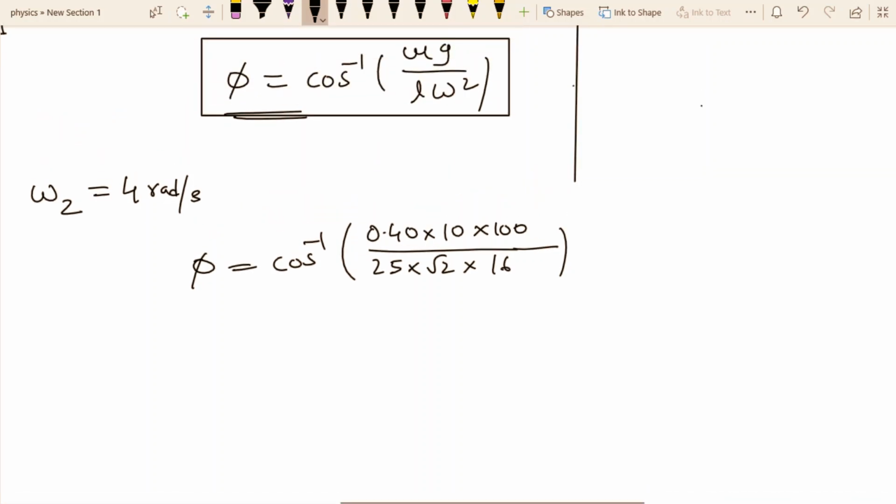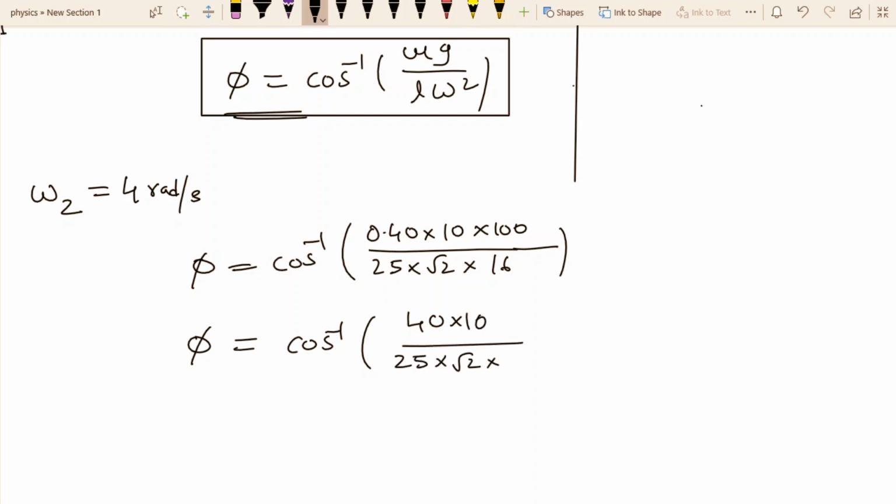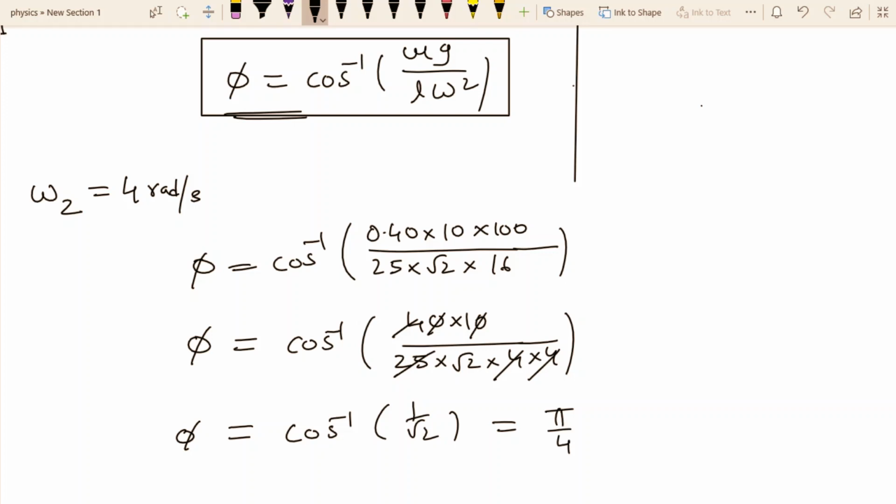Let us see what will happen. That means phi is cos inverse. This is 40 by 100, and 100 will get cancelled. So 40 into 10 divided by 25 into root 2 into 16. 16 means 4 into 4. So we are getting cancellation here. 100 will get cancelled and 4 will also get cancelled. And we are getting the phi value as cos inverse of 1 by root 2, that is pi by 4.